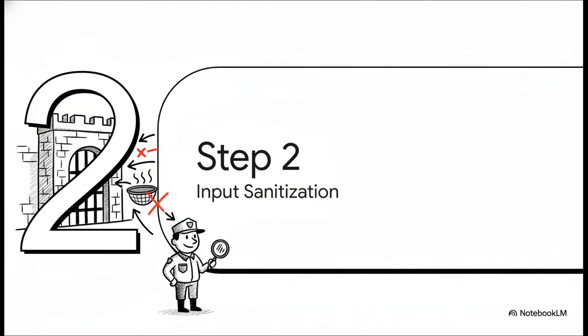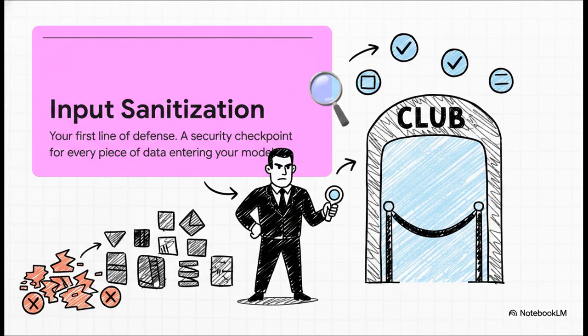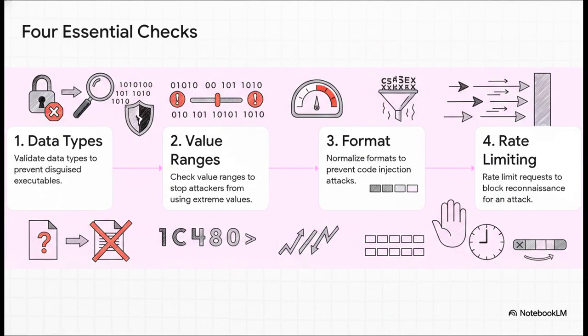Input sanitization. Think of this as the gatekeeper at the front door of your fortress. We're talking about a bouncer for your model. Imagine your AI as an exclusive club. Input sanitization is that person at the velvet rope, checking every single piece of data to make sure it's legit and safe before it ever gets near your model. Nothing gets past this checkpoint without being validated. Period. And this bouncer has a strict 4-point checklist.